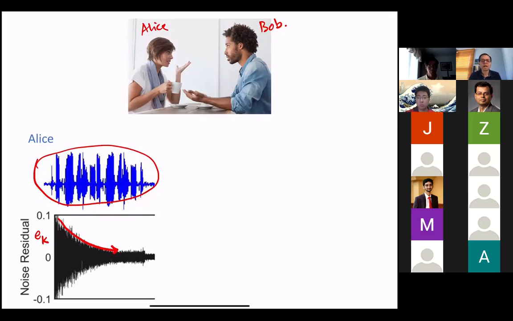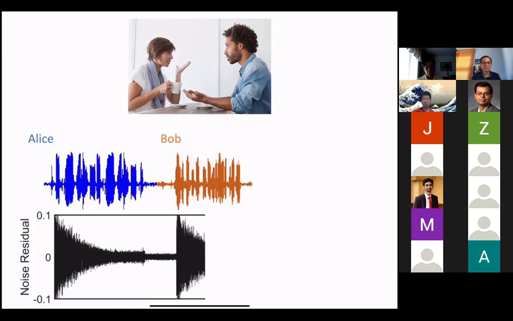Now suppose Bob starts talking. What will happen to EK? What will happen to this graph? The black graph. Anthony. EK will go up again because the channels are different. The channels are different. EK will go up again, and then again it would converge. Why will it converge? Because again that gradient descent will kick in. Okay. So once Bob starts, EK grows, and again EK converges.